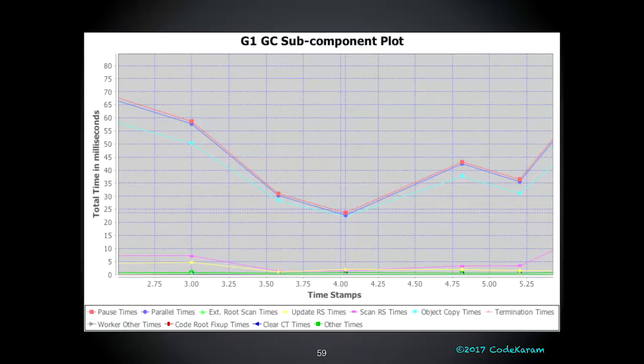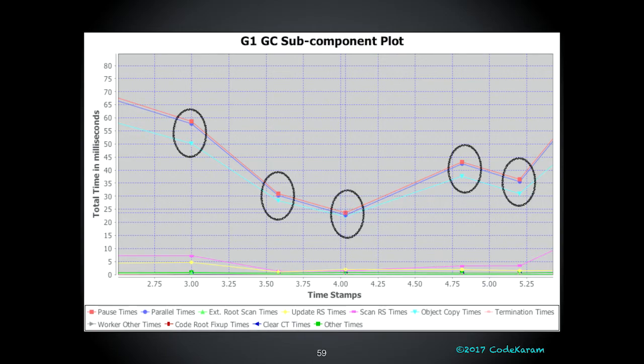And let's see how. So it's the same graph. It's nice. Everything is tracking nicely. See, those are your object copy times in turquoise, which maybe you can't see, but you can see it's very close to your pause times and your parallel times.